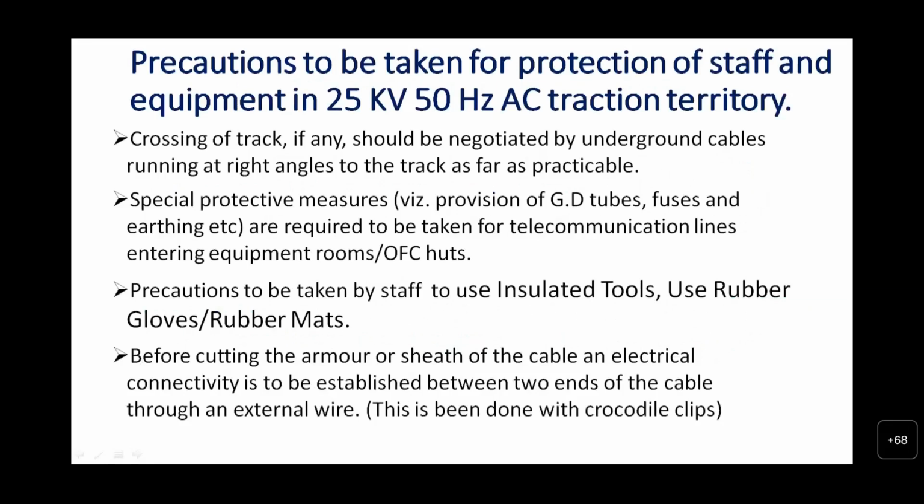Precautions to be taken for protection of the equipment in 25 kV AC traction area. Crossing of track, if any, should be negotiated by underground cable running at a right angle to the track as far as practicable. Special protective measures, provision of GD tubes, gas discharge tubes, fuses, and earthing, etc., are required to be taken for telecommunication lines entering equipment rooms and OFC huts.